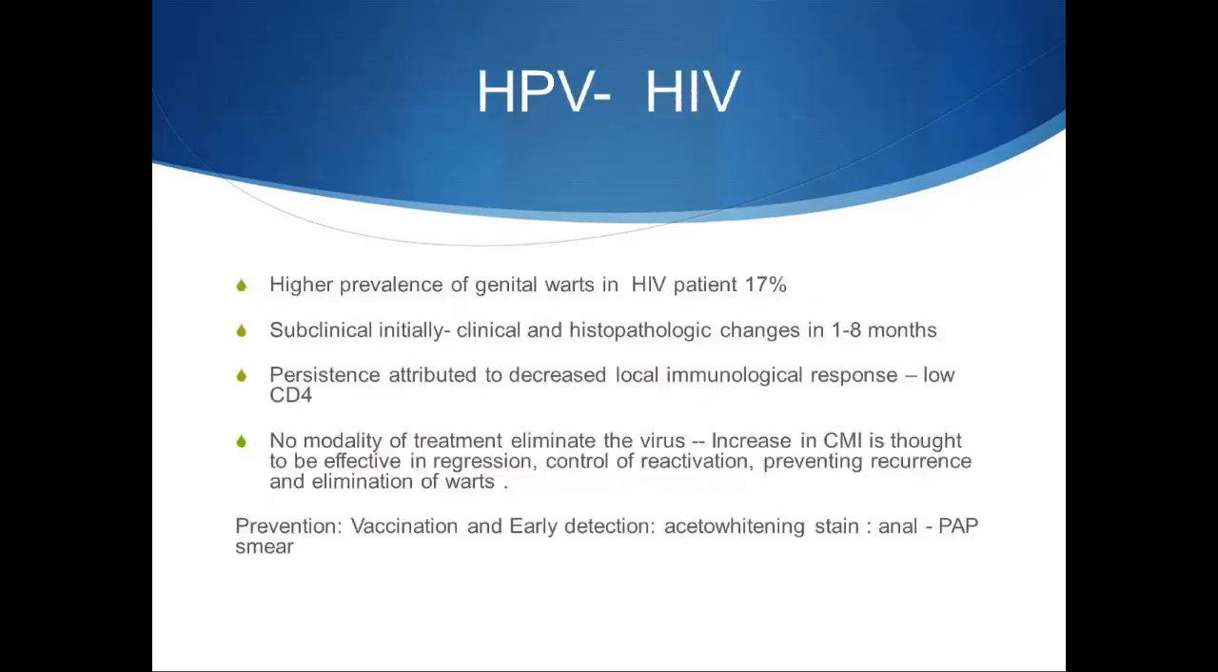In HIV, it was noted that there's a higher prevalence of genital warts. Almost 17% of the patients will have a genital wart. What's the mechanism behind that? First, after you get an HPV infection, there's a subclinical latent period of 1 to 8 months before any clinical or histopathological changes. The key behind any pathogenicity of the HPV is that it persists inside these epithelial cells, which is facilitated if you have a decreased cellular immune response.